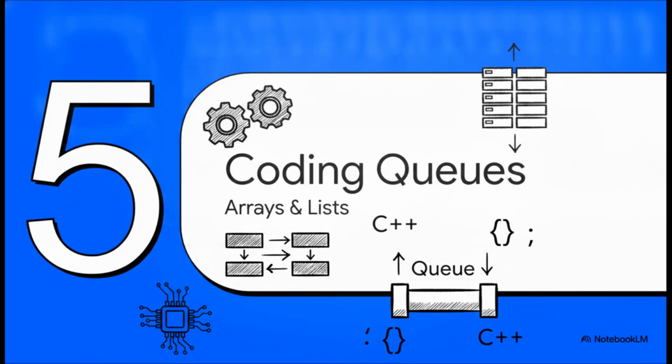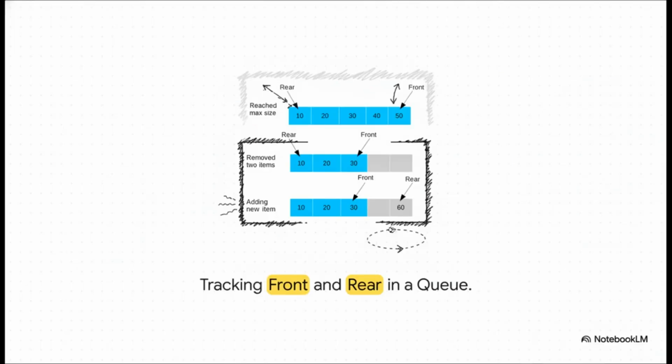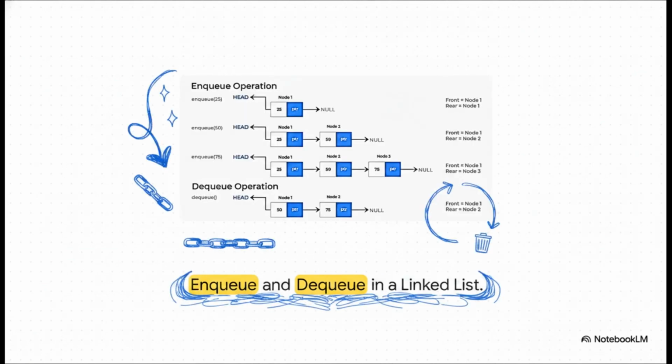All right, Section 5, Coding Queues, Arrays, and Lists. Unlike a stack, which only needs one tracker, an array queue actually needs two, a front pointer and a rear pointer. When we add or enqueue items, that rear pointer moves forward. When we remove or dequeue items, the front pointer moves forward to the next person in line. And to avoid wasting empty space at the front of the array once items are removed, C++ developers often use a little math trick with the modulo operator to make the array behave in a circular way, wrapping the rear back to the beginning if there's space. Pretty clever.